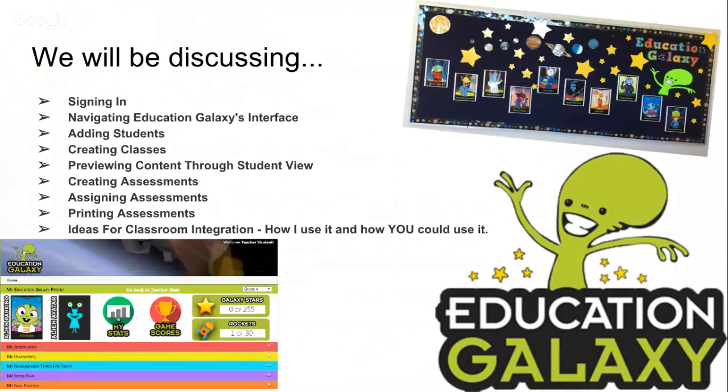Well, here's my slide that says exactly what we're going to be discussing. So I'll repeat that one more time. I'm going to show you how to sign in. I'm going to show you how to navigate Education Galaxy's interface. I'm going to show you how to add the students, create classes, and preview the content through Student View. We're going to create an assignment, and you're going to see how to assign an assignment. And then, of course, we're going to show you how to create a PDF that you can print, so you can print that assignment.